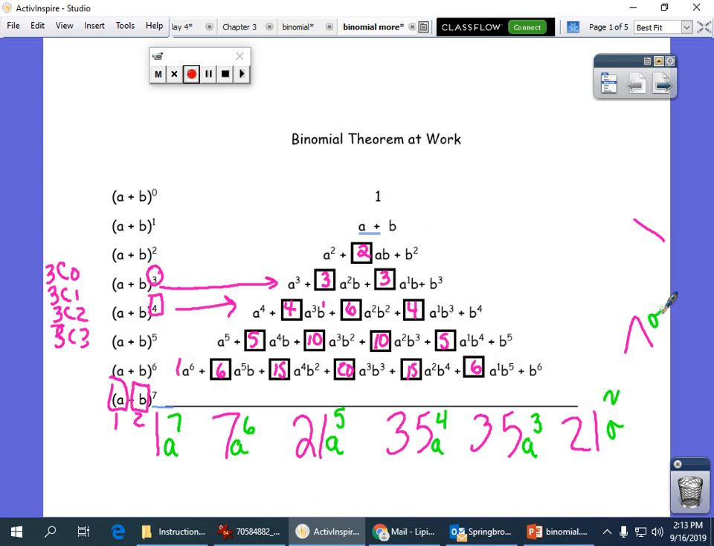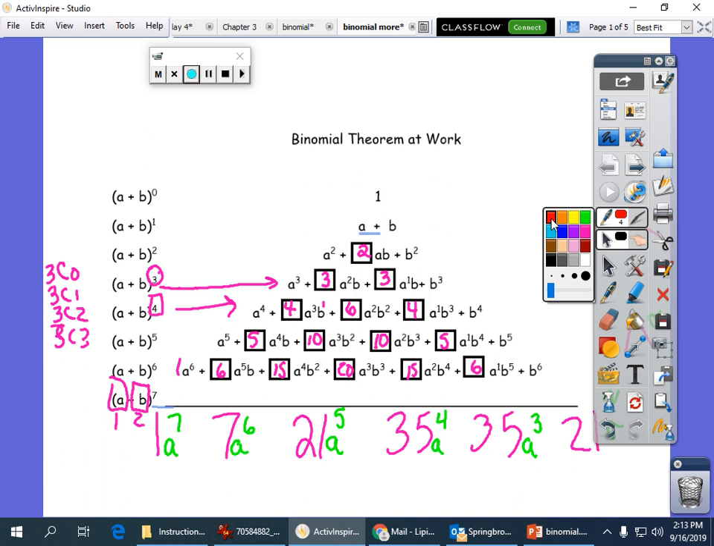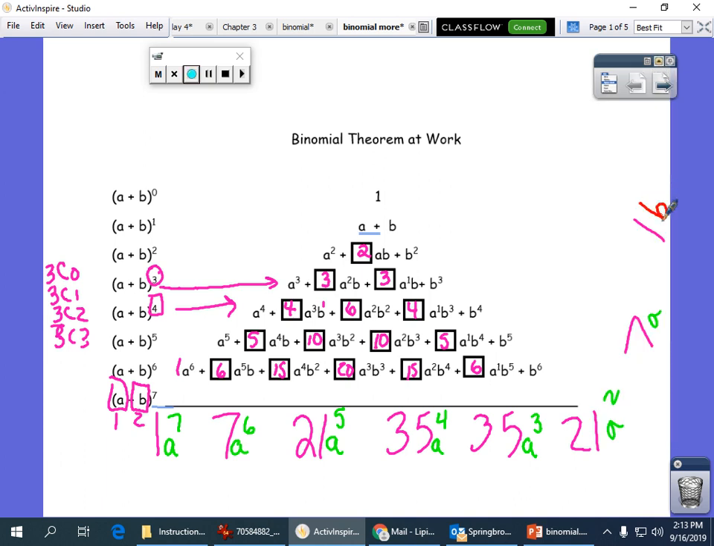A to the 0 doesn't matter. If you feel better, write it as A to the 0. A to the 0 is really 1, and when you multiply by 1, you don't change a number. Feeling good? Okay, so what was my next letter? It is B. So I'm going to start with B to the 7, B to the 6, and go the other way, right? B to the 5, B to the 4, B to the 3, B to the 2, B to the 1, B to the 0.